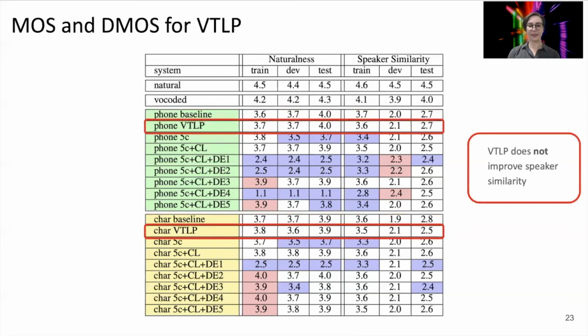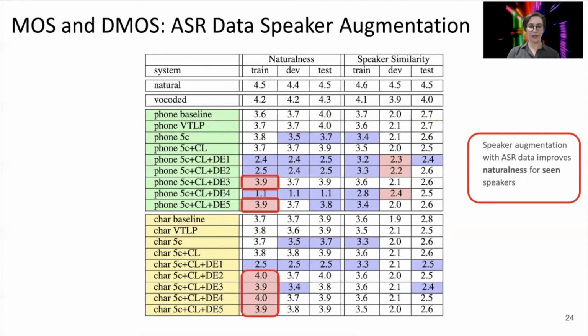We can see that the artificial speaker augmentation did not improve naturalness or speaker similarity, although this method is known to work well in other tasks, such as ASR or speaker identification. We also find an unexpected but interesting tendency. We obtained improvements for naturalness of seen speakers when ASR data, channel label, and dialect embedding are all used.